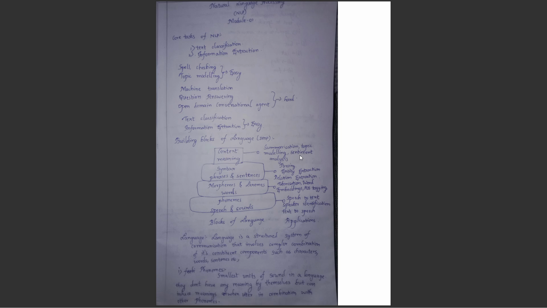Coming to language, we need to know what a language is. Language is a structured system of communication that involves a complex combination of its constituent components, such as characters, words, and sentences. Languages can be natural languages, like what we as humans speak. So let us deal with the building blocks of language slowly. Coming to phonemes, let's start from the bottom. Phonemes are the smallest unit of sounds in a language.